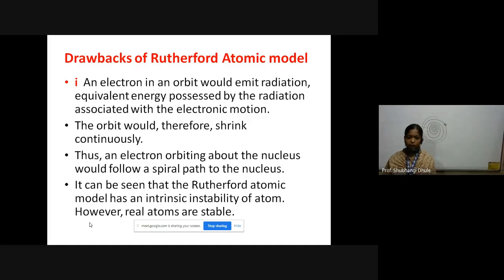This is the important drawback: if a charged particle is revolving around a charged particle, it must emit energy and lose its energy. If it loses its energy, it comes closer to the nucleus, and ultimately, when all the energy is emitted, it falls into the nucleus. But this does not happen. Atoms are stable. So this gives instability to the atom, and it cannot be explained by Rutherford. He cannot account for the stability of the atom. His model of an atom becomes unstable.